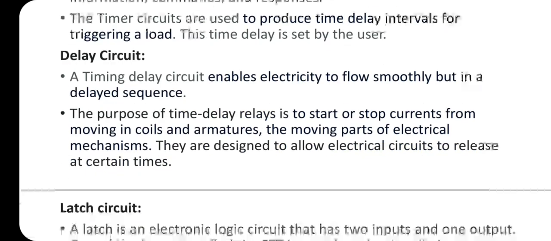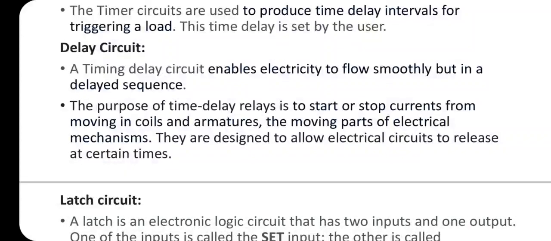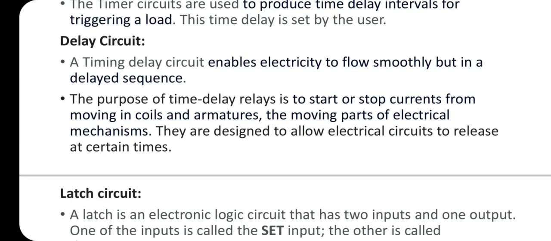What is a delay circuit? A timing delay circuit enables electricity to flow smoothly but in a delayed sequence. The purpose of a time delay relay is to start or stop currents from moving in coils and armatures, the moving part of an electrical mechanism. They are designed to allow electrical circuits to release at certain times.